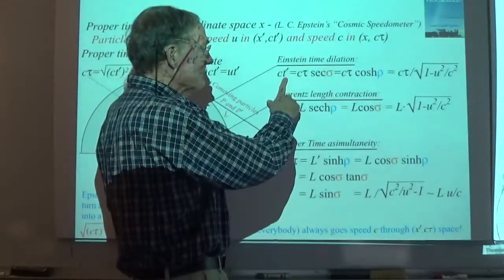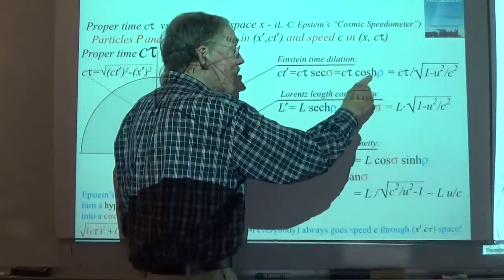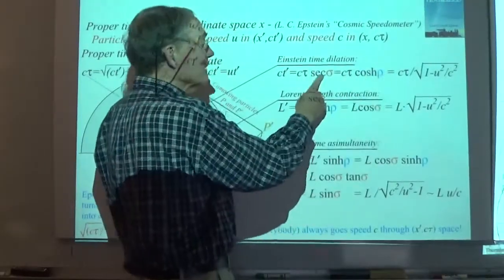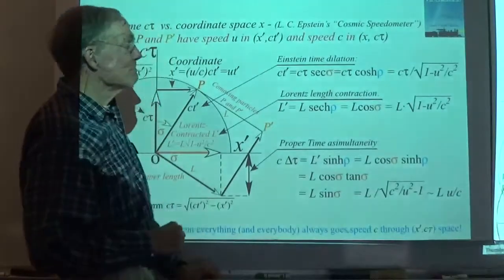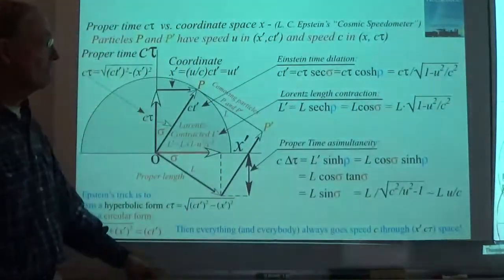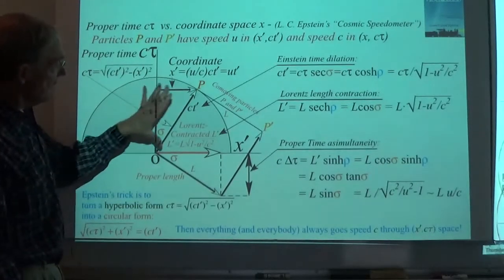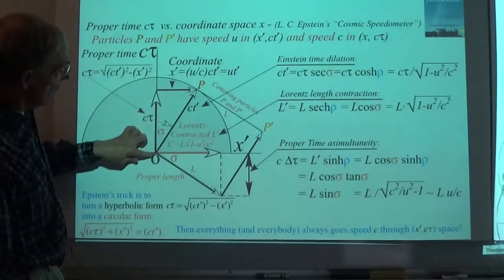Time dilation. Our sec becomes, our hyperbolic cosine becomes a sec. That's this thing right here. Okay? That's Einstein time dilation. And you see it right here. See how this is longer?